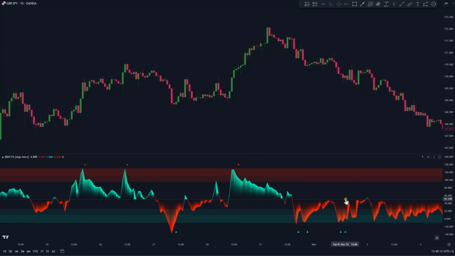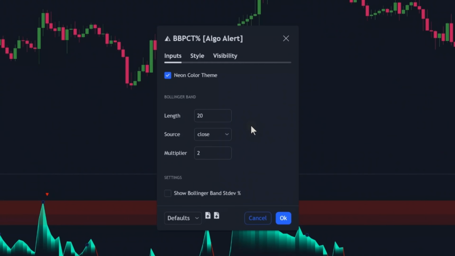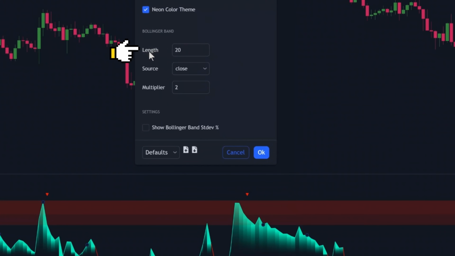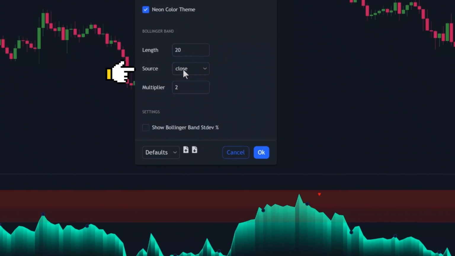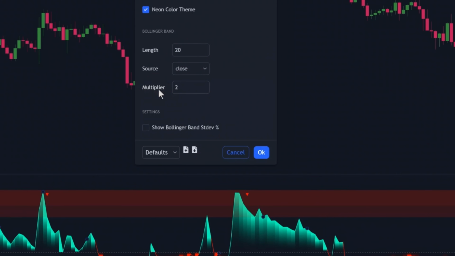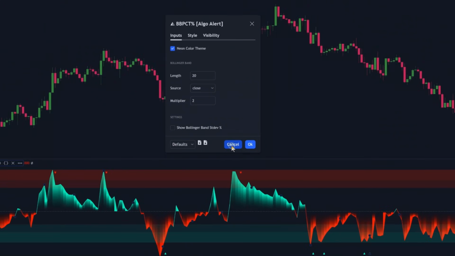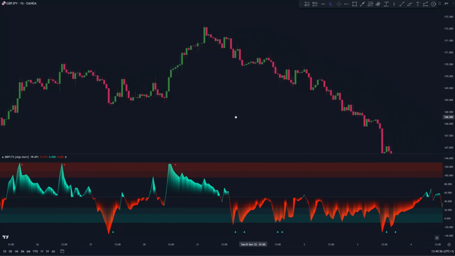Looking at the settings of this indicator, we can customize the length of the moving average or the Bollinger Bands Percentile line. We can also change the source and the multiplier period. For the strategy we're going to showcase in this video, we're going to leave all the settings at the default values. Now, the way this indicator works is really simple.